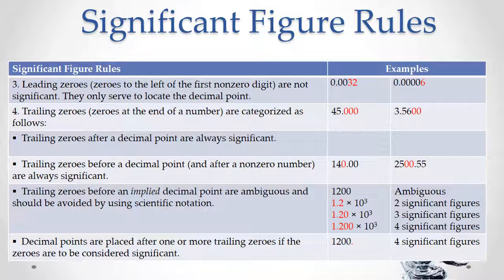Decimal points are placed after one or more trailing zeros if the zeros are to be considered. Therefore, if I put a decimal point at the end of 1200, the 4 digits are now significant because of that decimal point at the end.